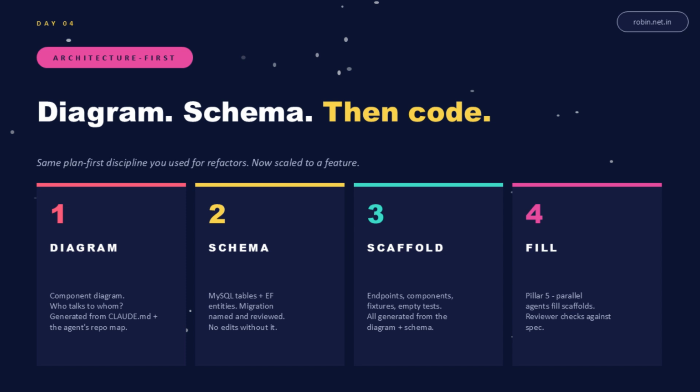Scaffold. Endpoints, components, fixtures, empty tests. All generated from the diagram and the schema. Fill. Pillar 5. Parallel agents fill the scaffolds. The reviewer checks against spec.